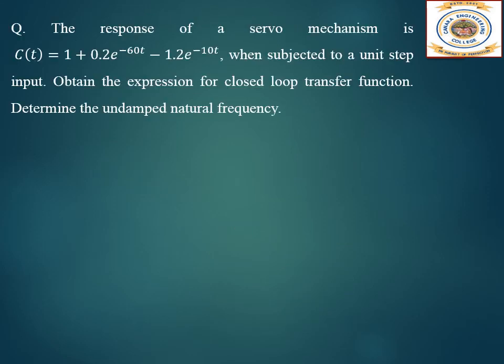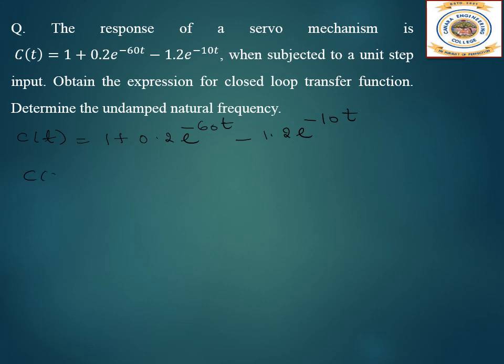So next question is, the response of a servo mechanism is given by C of t equal to 1 plus 0.2 e power minus 60t minus 1.2 e power minus 10t when subjected to a unit step input. Obtain the expression for the closed loop transfer function and determine the undamped natural frequency. So first step is finding the transfer function. The step response is given in the time domain, and we need the transfer function.